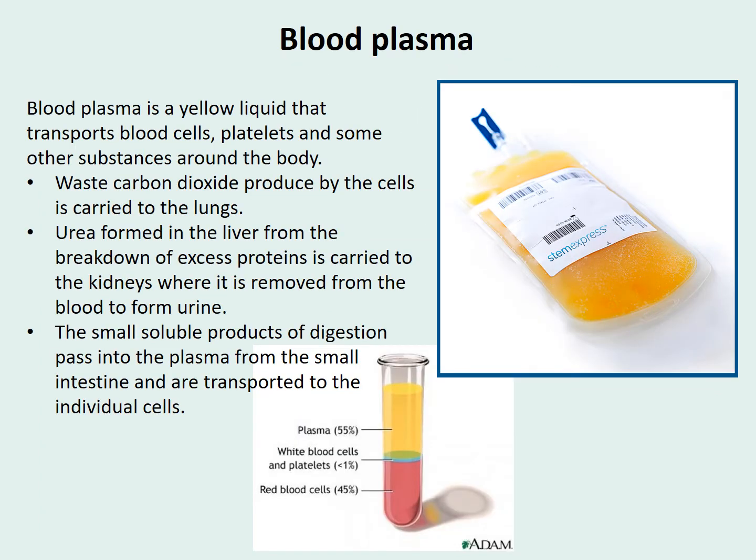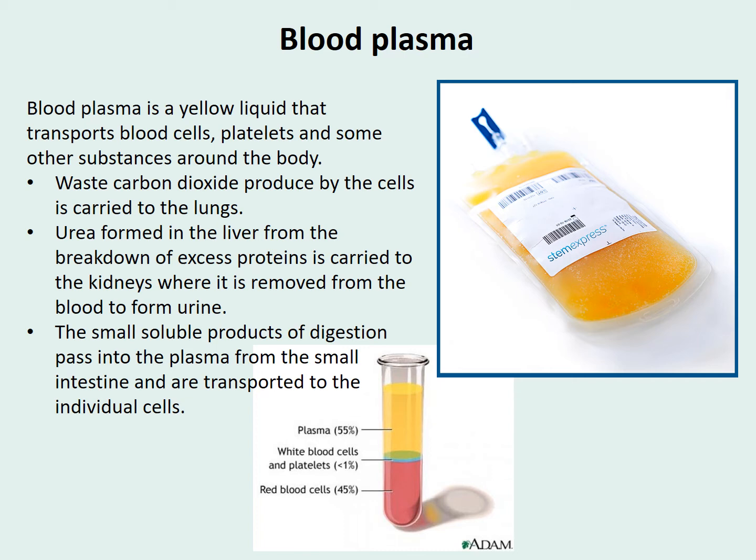So we're going to start with the main component of blood, and that is the plasma. And it's that yellowy liquid. Sometimes if you have a very small cut, you get that kind of sticky, yellowy liquid that comes out. That actually is the plasma. And it's the plasma that gives the liquid for the red blood cells, white blood cells, and platelets to move around the body.